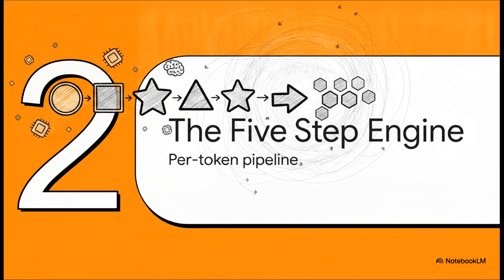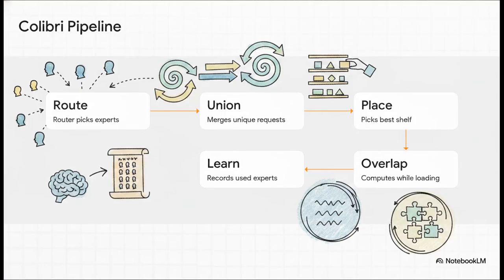Section 2. The 5-step engine. Per token pipeline. Every single time a token is generated, Colibri follows an incredibly elegant operational sequence. First, it routes to pick the needed experts. Next, it performs a union, merging those requests so no expert is ever fetched twice. Then, it places them on the best available shelf. Fourth, it overlaps, computing the data it already has while loading the missing pieces in the background. And finally, it actually learns what you used so it can adapt for the very next run.